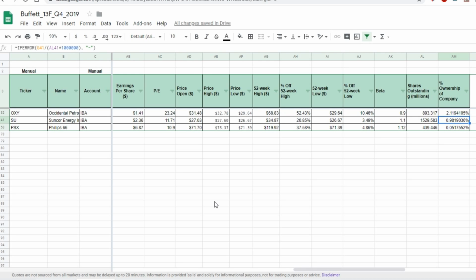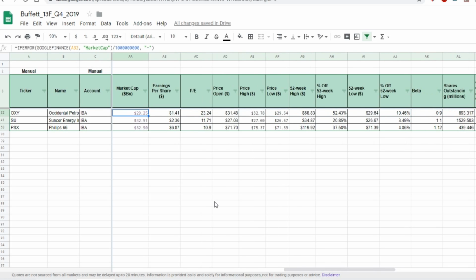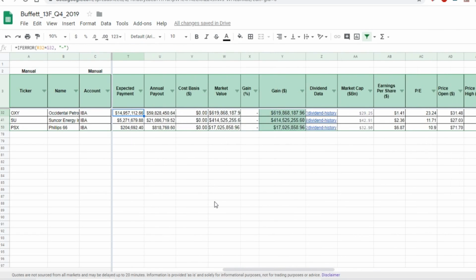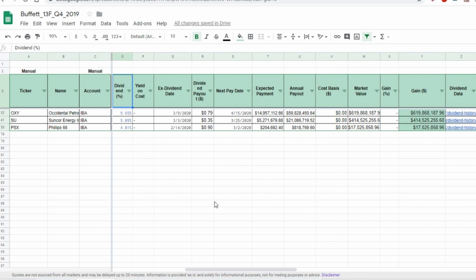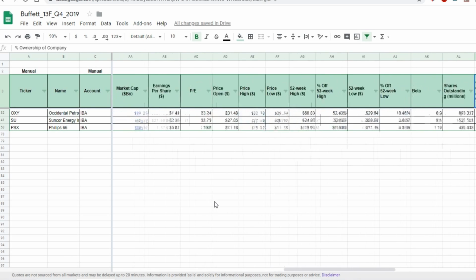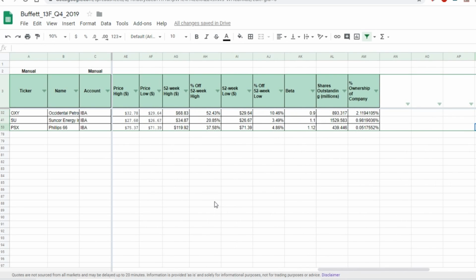He owns a little bit under 1% of Suncor Energy. I know that's relatively recently back in his portfolio because it was previously sold out of his portfolio, but I think he recently bought back into it. And one of the cool things that I like to see here is Phillips 66 is almost completely out of the portfolio. He used to own, I think, over 15% of Phillips 66.